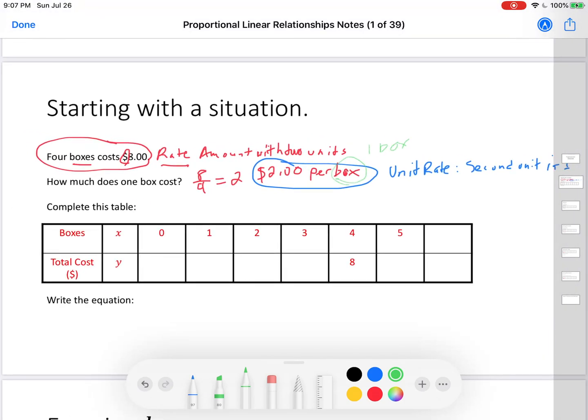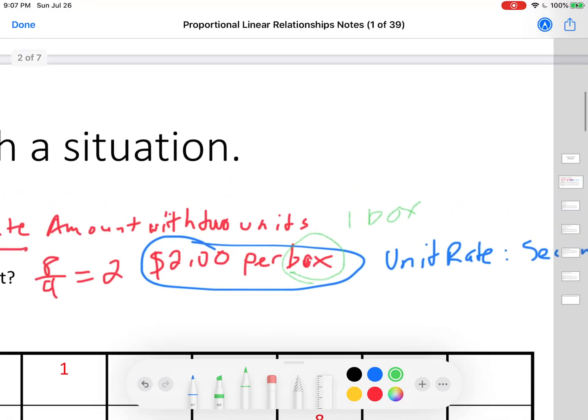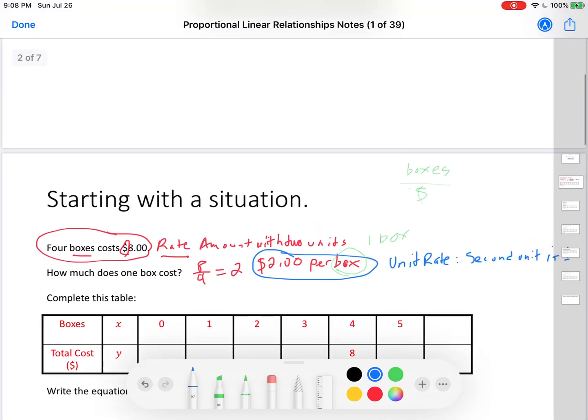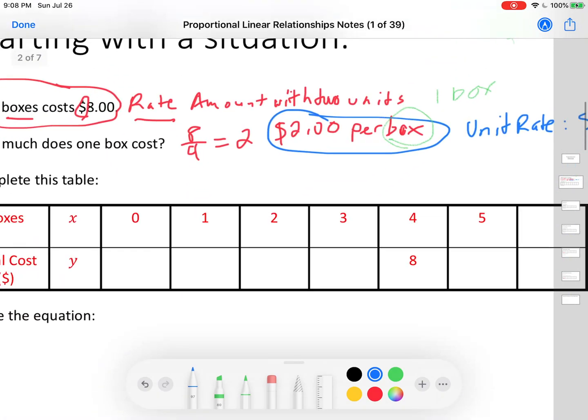So that's why this is a unit rate. Okay, so you have a rate, 4 boxes cost $8. The 2 units are boxes and dollars. How much does 1 box cost? You do $8 divided by 4 boxes equals $2 per box. Notice how in both cases it's boxes over dollars. Okay? So now, complete this table.